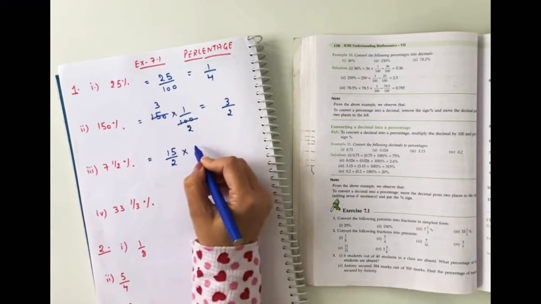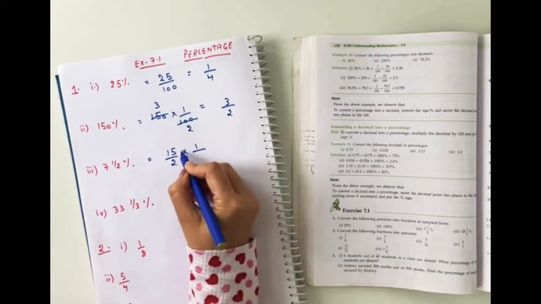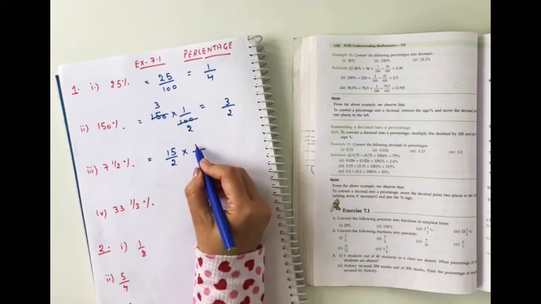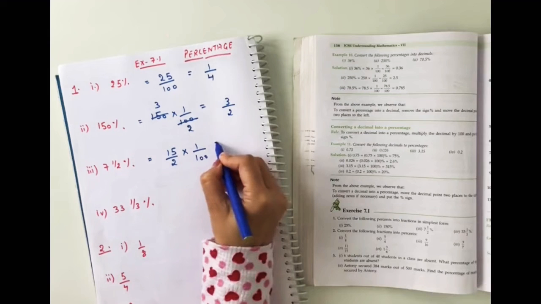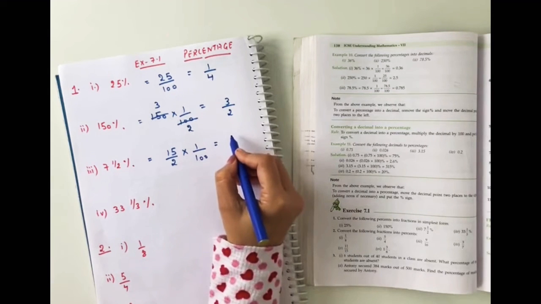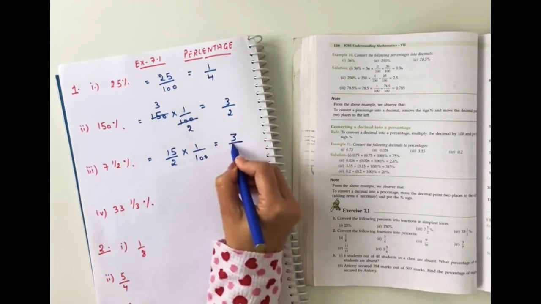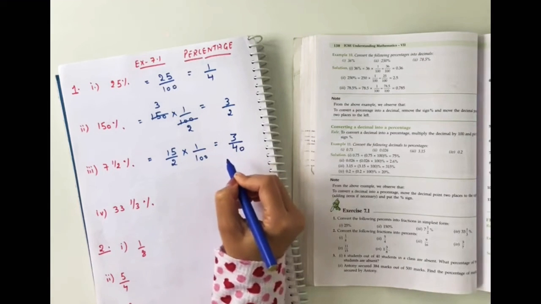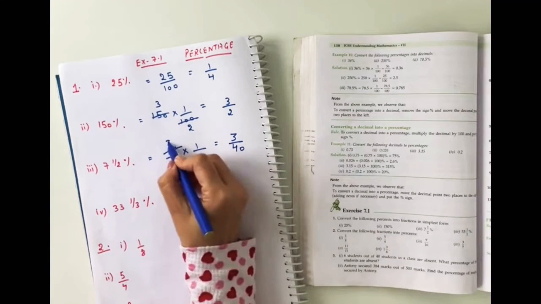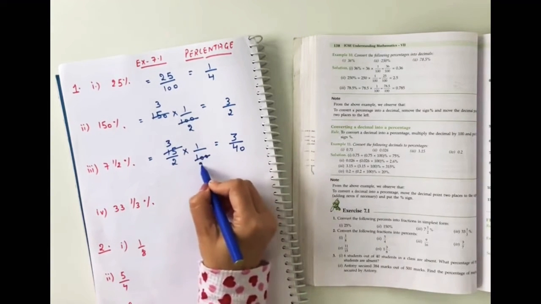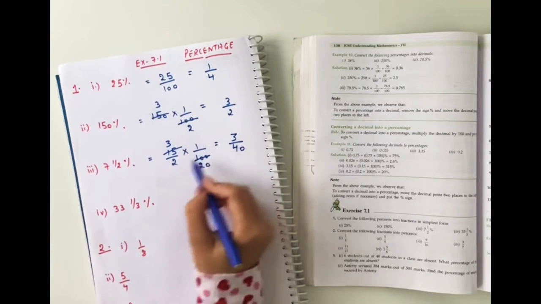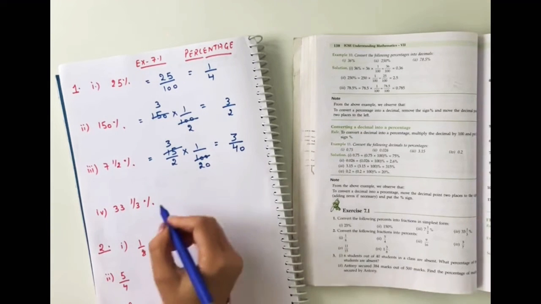Now we have to convert it. That means we have to multiply it with 1 by 100. So what does it come to? It comes to 3 by 40. So 5 3s are 15, 5 2s are 10, 20. So 3, 2 into 20 is 40.